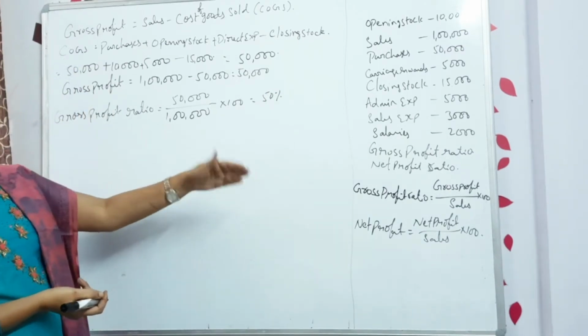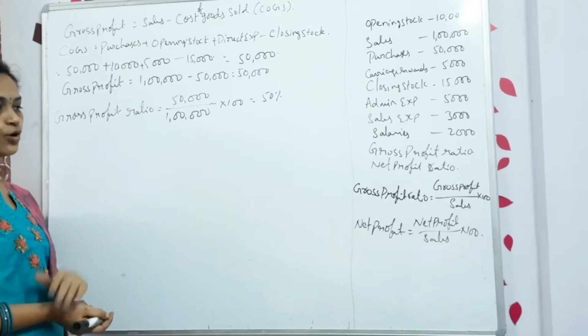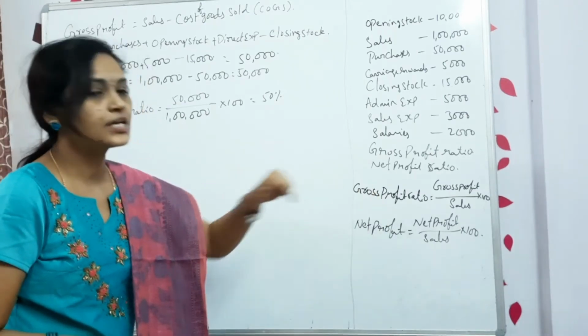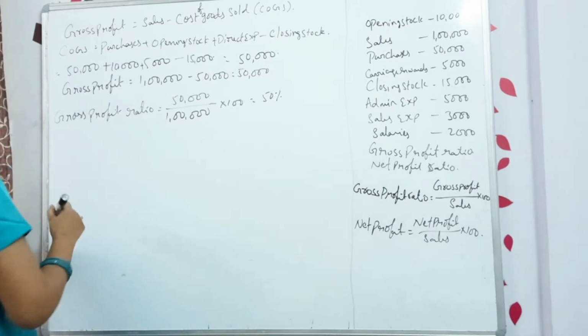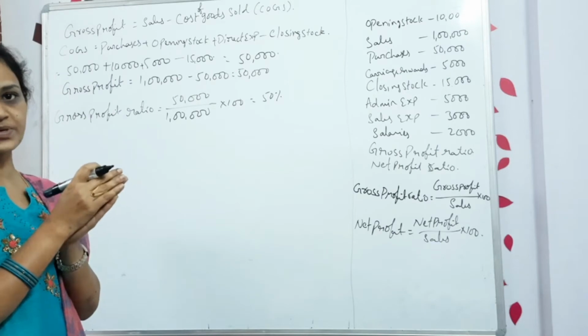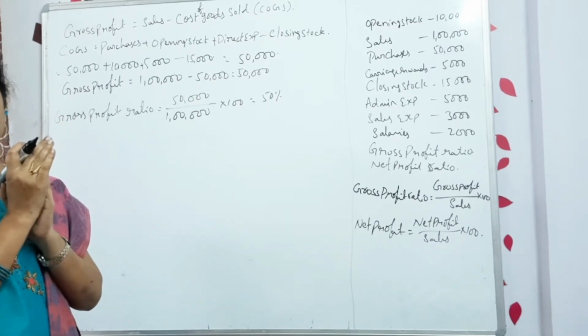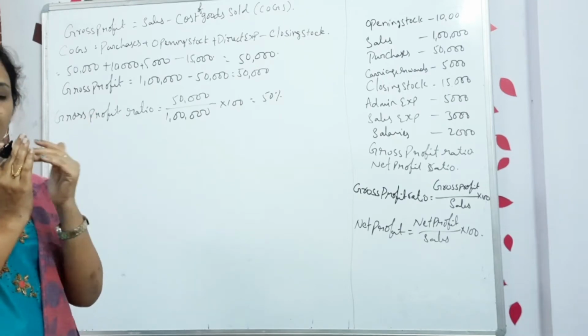Now you should find out what is net profit ratio. How to find out net profit ratio? First let's find out what is net profit. Okay. Net profit means gross profit minus operating expenses, or gross profit minus indirect expenses. Then you can find out what is net profit.